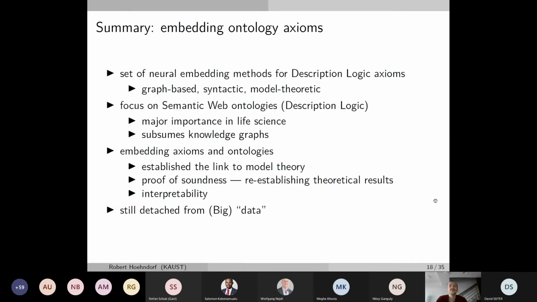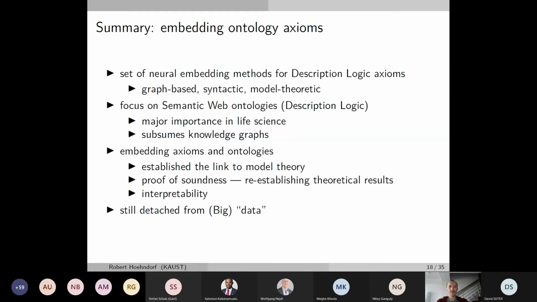Okay, so this was about the embeddings of ontology axioms, and essentially this is a set of neural embedding methods specifically for description logic axioms. They can be based on graphs, or converting axioms in ontologies to a graph. They can be based on the syntax itself, or they can utilize the model theoretic semantics.